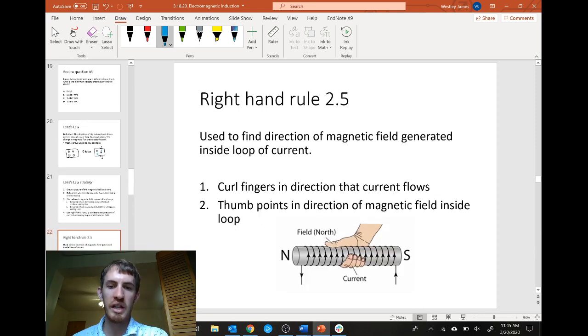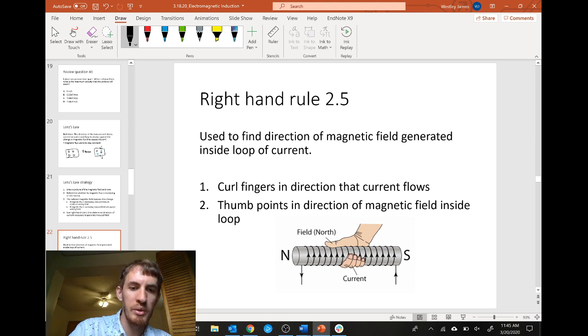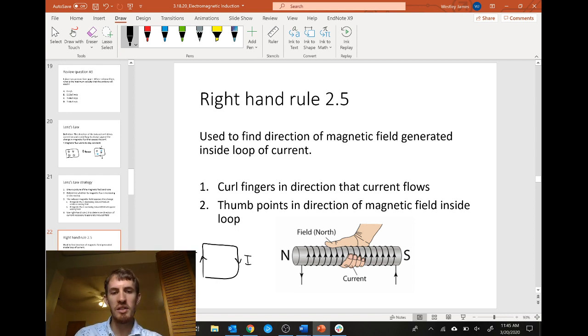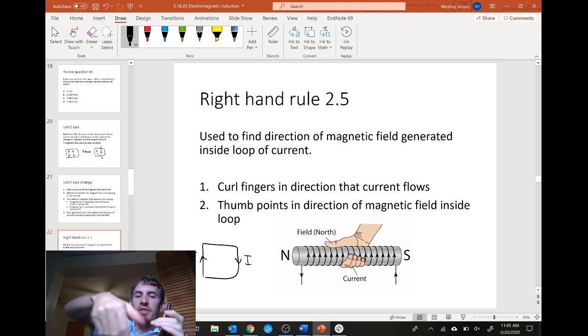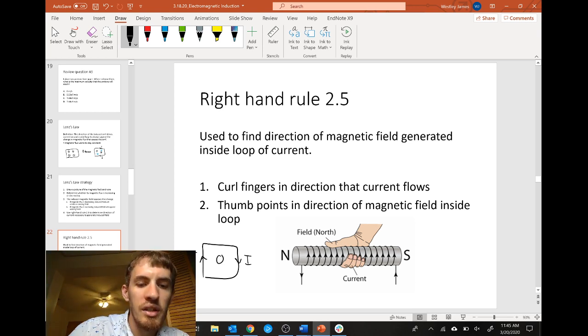So here's the right-hand rule 2.5. I finally have it in writing. Basically, if you have a loop, so for instance, I'll just draw, I have an example here on the bottom, but say I have a loop here and the current is going clockwise. You just rotate your fingers clockwise and it gives you the magnetic field will be into the board.